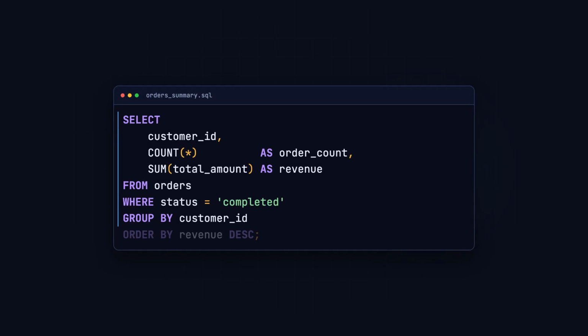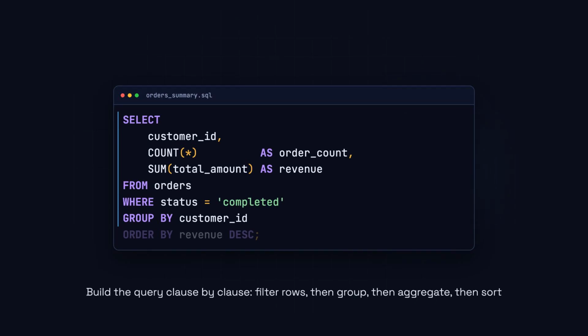Start with the from and where. Postgres only sees completed orders. Group by customer ID partitions those rows into one bucket per customer. Count star and sum of total amount then reduce each bucket to a single output row.